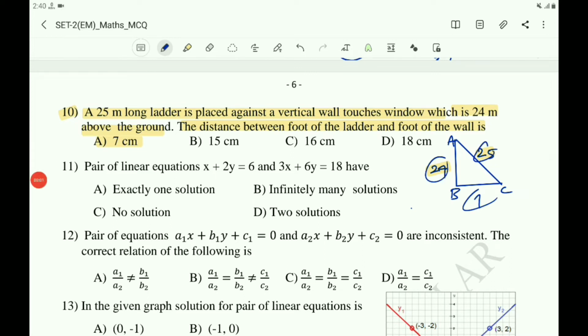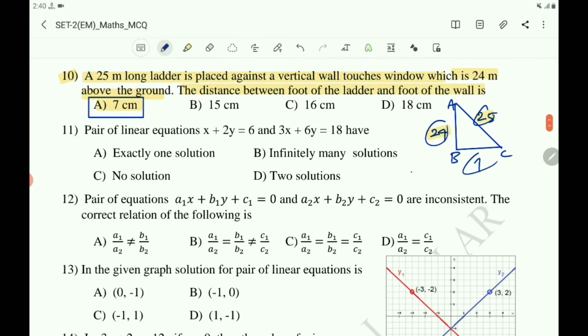So 7, 24, 25 is a set of Pythagorean triplet. Therefore, what is the answer here? Option A, 7 centimeter is the answer. Now let us take the next question.